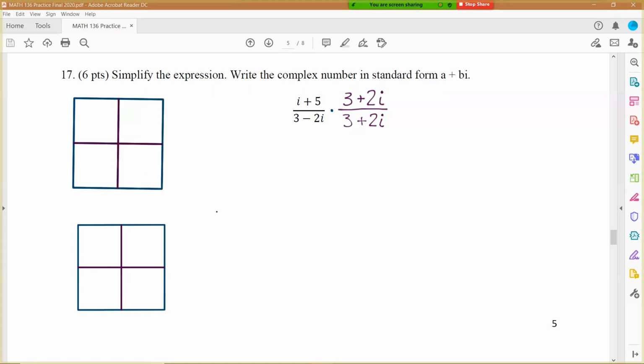All right, so I'm going to box the numerator up top. So the numerator is i plus 5, and we're multiplying it by 3 plus 2i. And we're just going to fill out our boxes. So the top left box, I'm going to multiply 3 times i. 3 times i is 3i. Top right box, I'm going to take 3 times 5. 3 times 5 is 15.